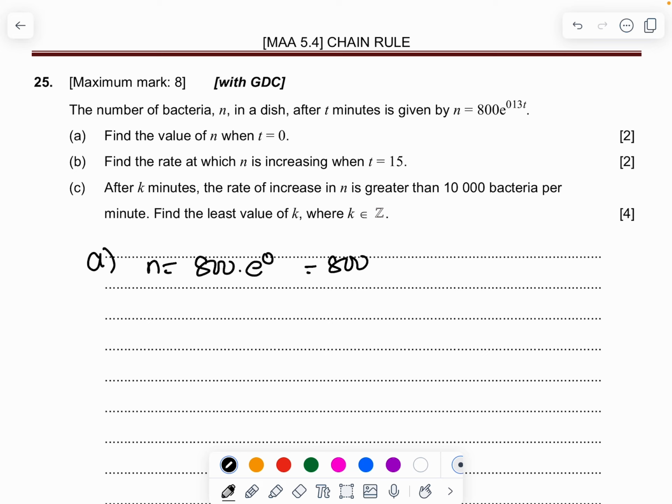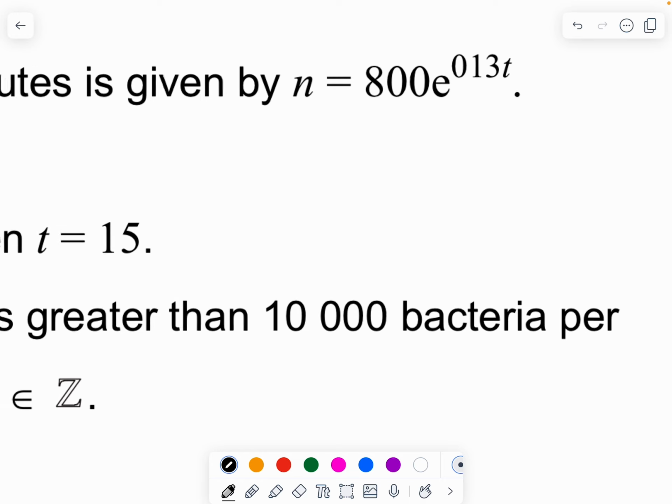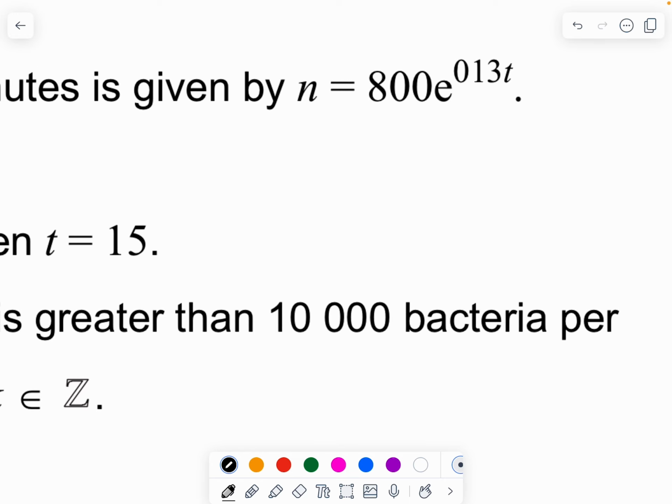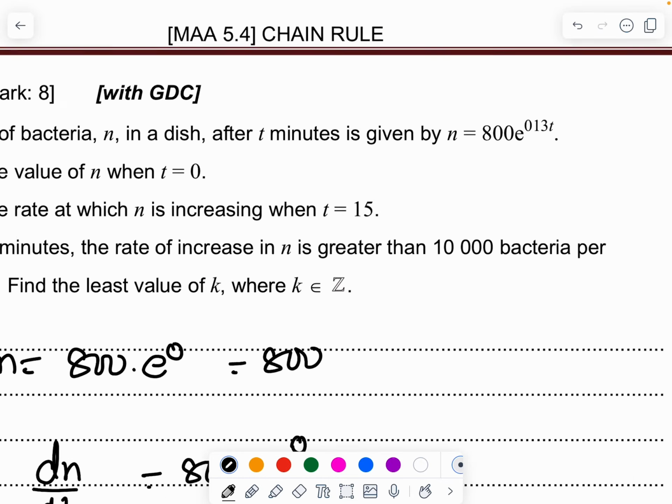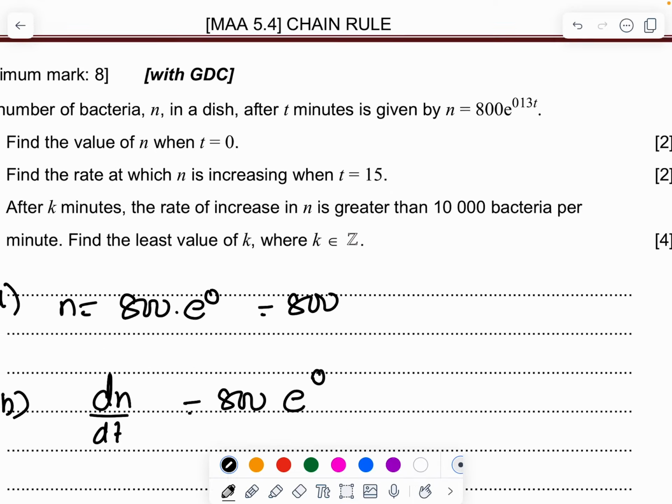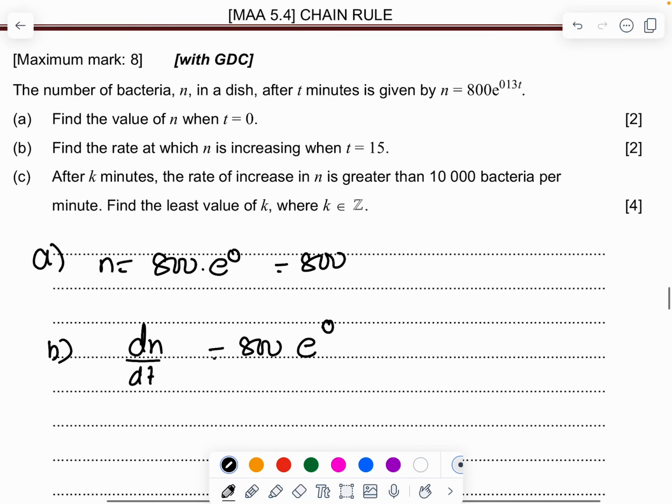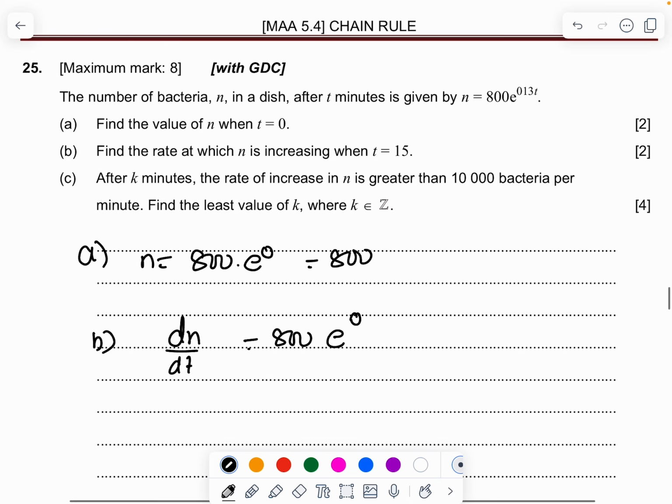Find the rate at which n is increasing when t equals 15. So what am I going to do? dn upon dt. So 800 times e power 0.13t. I am going to find the derivative of that one. It will be 0.13t times 0.13. Now when t is 15, plug in 800 times e power 0.13 times 15 times 0.13.